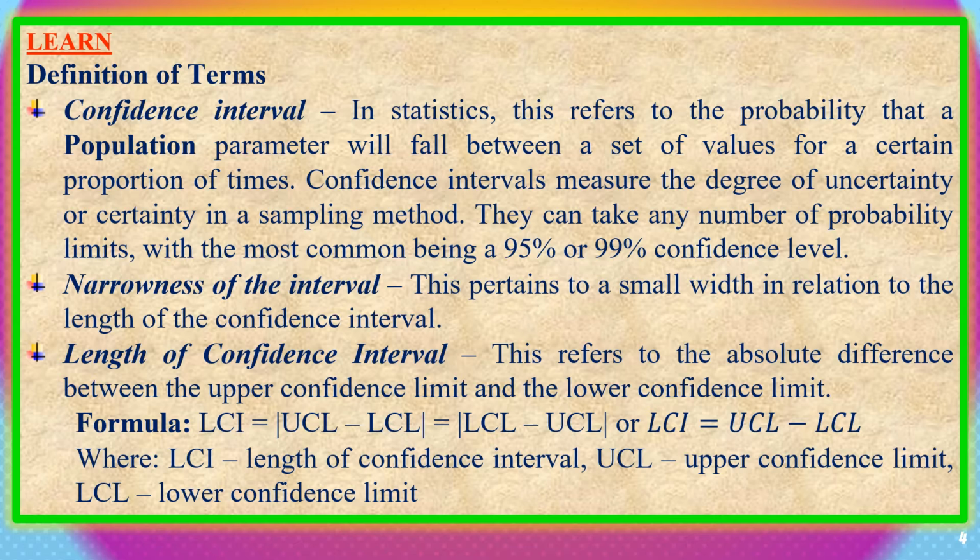Narrowness of the interval. This pertains to a small width in relation to the length of the confidence interval. Length of confidence interval. This refers to the absolute difference between the upper confidence limit and the lower confidence limit. So for the formula, you have LCI equals the absolute value of UCL minus LCL equals the absolute value of LCL minus UCL, or LCI equals UCL minus LCL, where LCI is the length of confidence interval, UCL is the upper confidence limit, and LCL is the lower confidence limit.